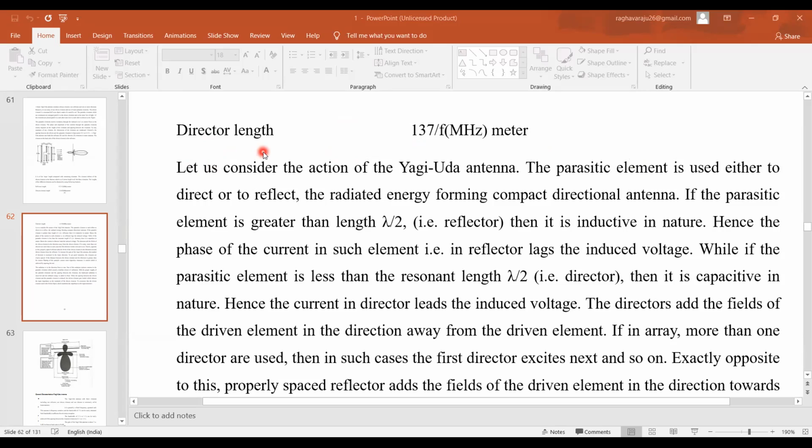So let us consider the major action of this half-wave dipole antenna. The parasitic elements are used either to direct or reflect the radiating energy, forming a compact directional antenna. If the parasitic element is greater than length lambda by 2, then it is inductive in nature.